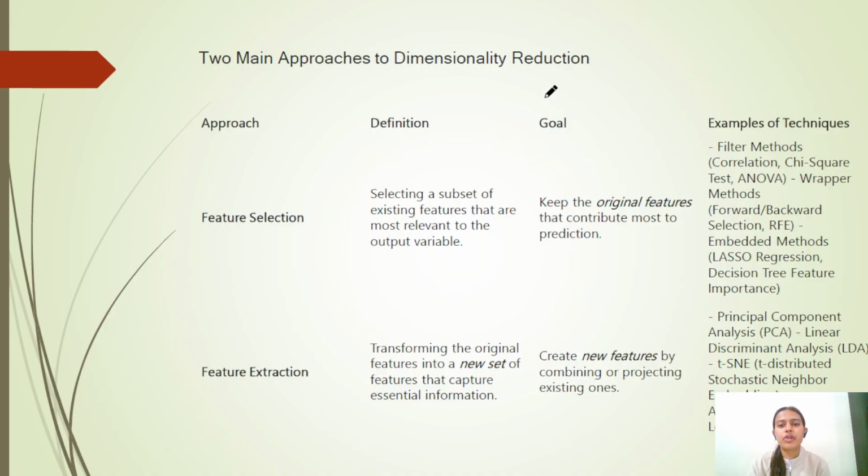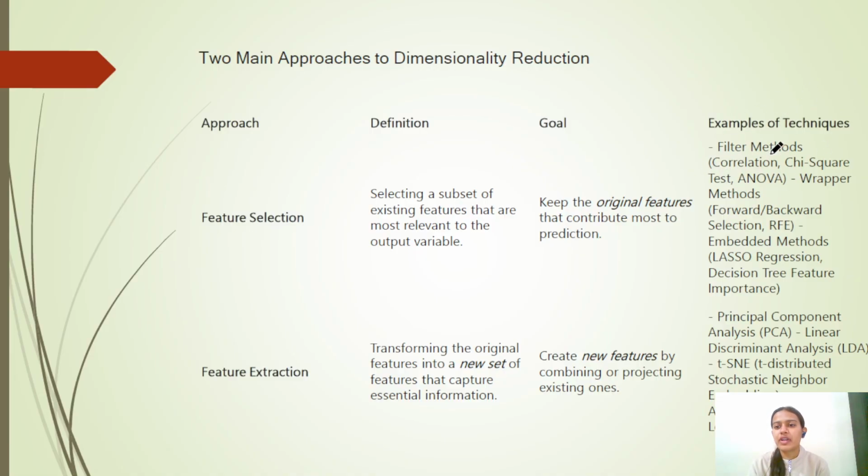The two main approaches of dimensionality reduction are feature selection and feature extraction. What is feature selection? Selecting a subset of existing features that are most relevant to the output variable. The goal is to keep the original features that contribute most to prediction.